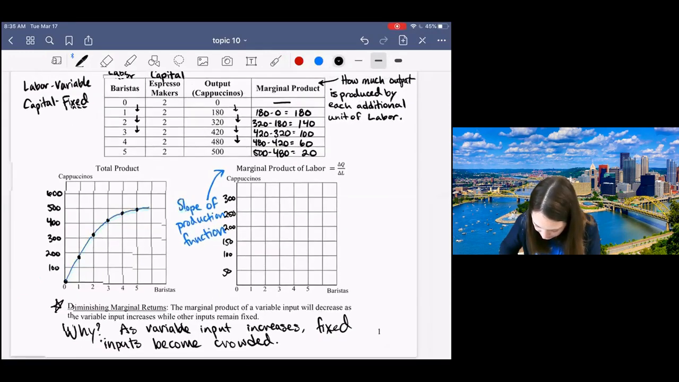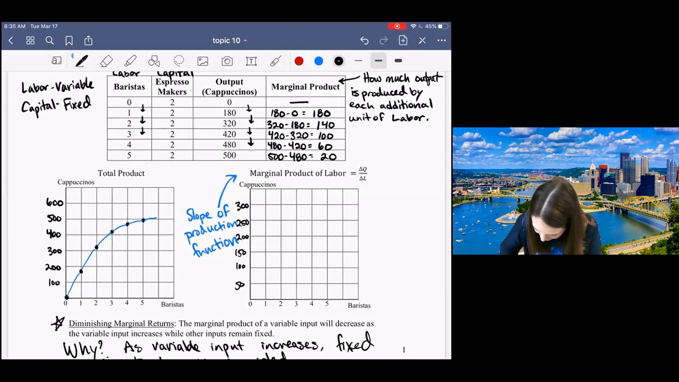And then plot my marginal product of labor. So 1, it's 180. 2, 140, 3, 100, 4, 60, and 5. So if I go ahead and connect these dots, again, mathematically that makes your head hurt, but just to get a sense of what this looks like, what you can see is that your marginal product is decreasing. We knew that already. The more workers I hire, the less output each additional worker will produce.